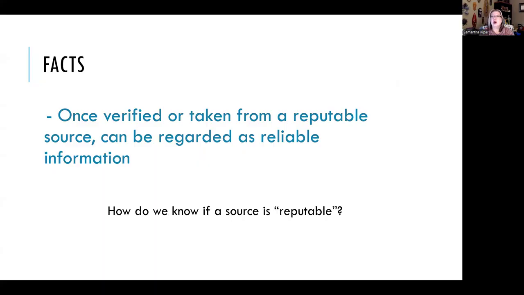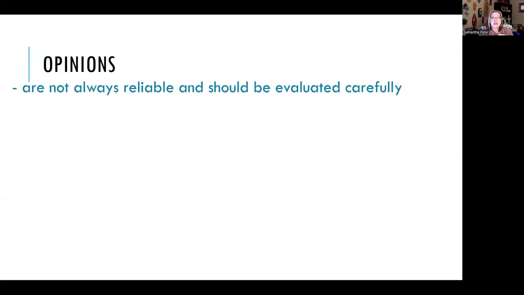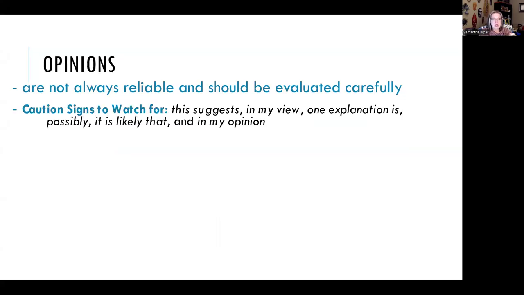So how do we know if a source is reputable? That's going to be something that we talk about. That's a question to keep in mind. So let's look at opinions. They're not always reliable. We've got to evaluate that stuff very carefully. So we'll talk about some caution signs. Sometimes we'll see some kind of suggestions in the sentences. This isn't an exhaustive list, but we might see "this suggests," "in my view," "in my opinion," "I think," "I feel," those kinds of things.